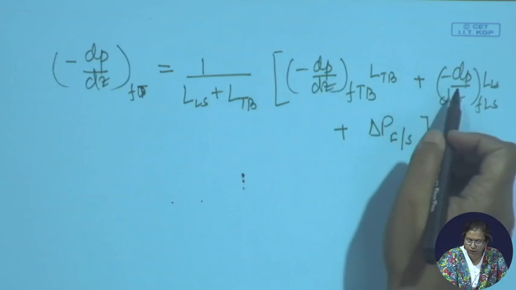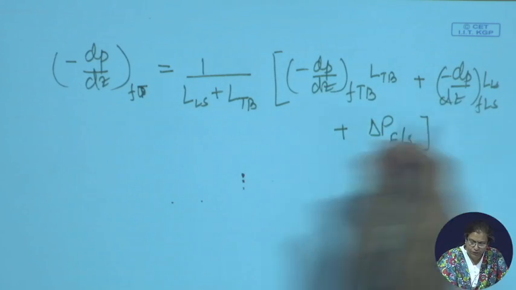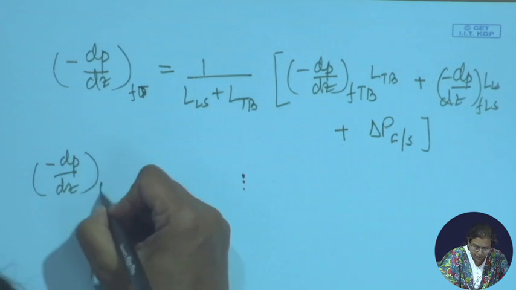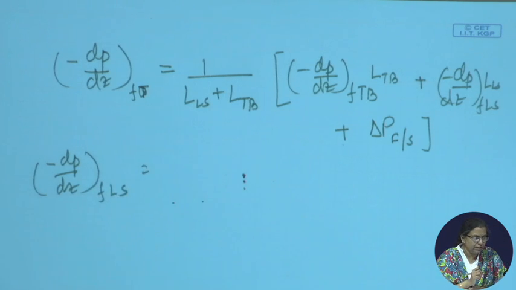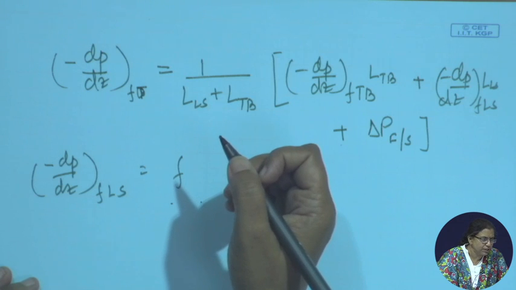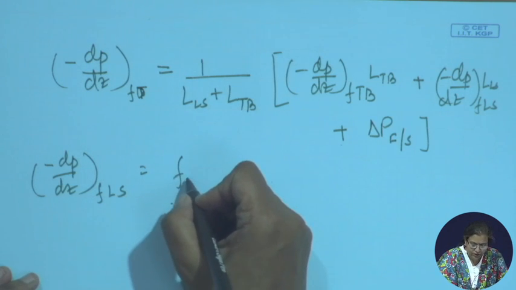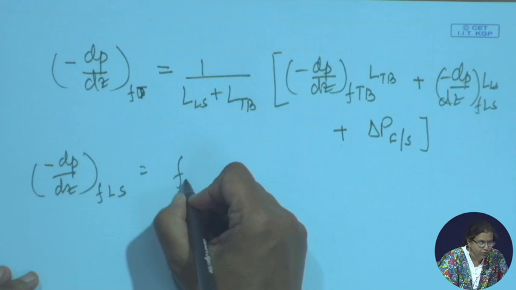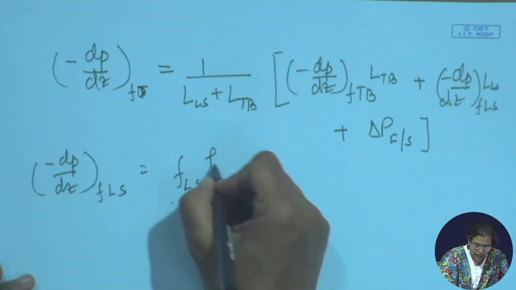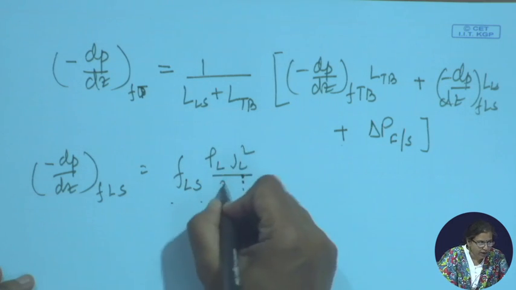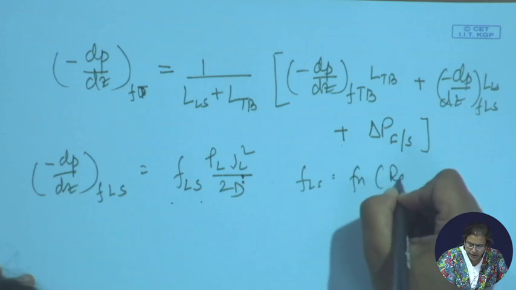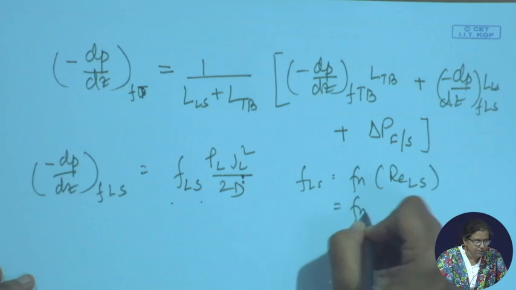Now, let us see how we go about evaluating the individual pressure gradient terms. We naturally start with the simplest, the frictional pressure gradient in the liquid slug. Since only liquid is flowing in this particular case, this can be evaluated from single phase fluid flow hydrodynamics, which gives the expression of the frictional pressure gradient as f_LS rho_L J_L square by 2D, where naturally f_LS is a function of the Reynolds number in the liquid slug.